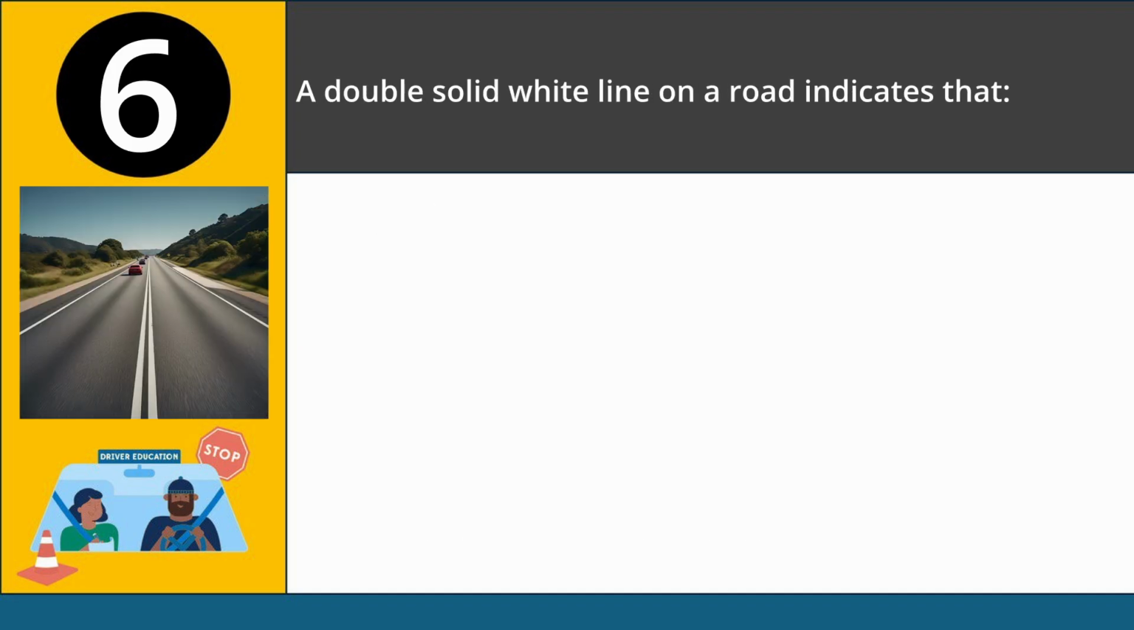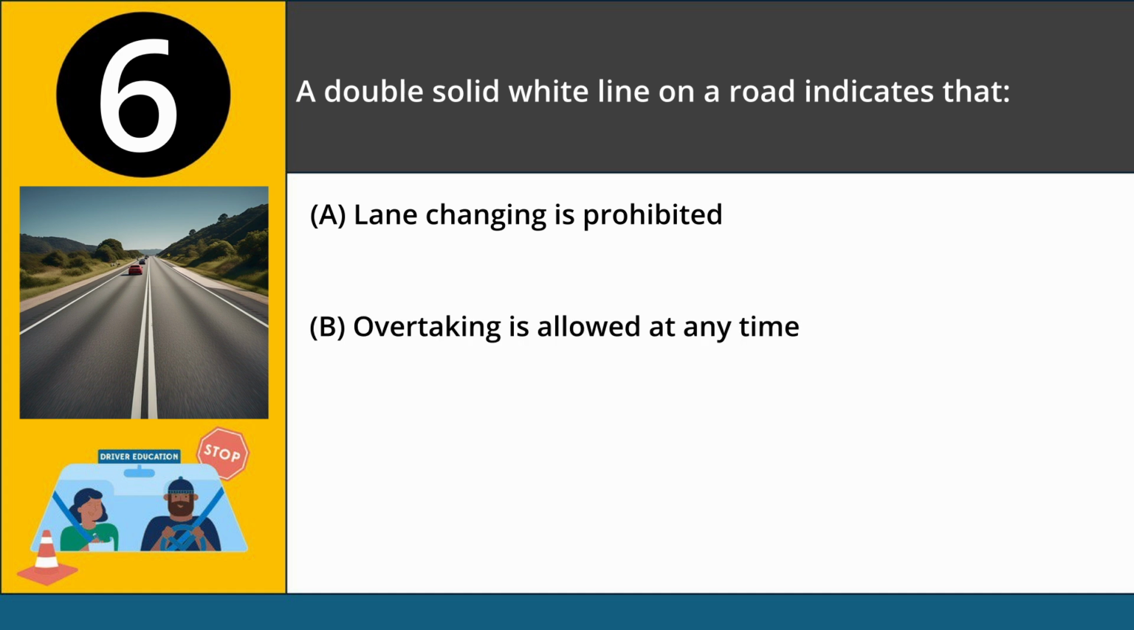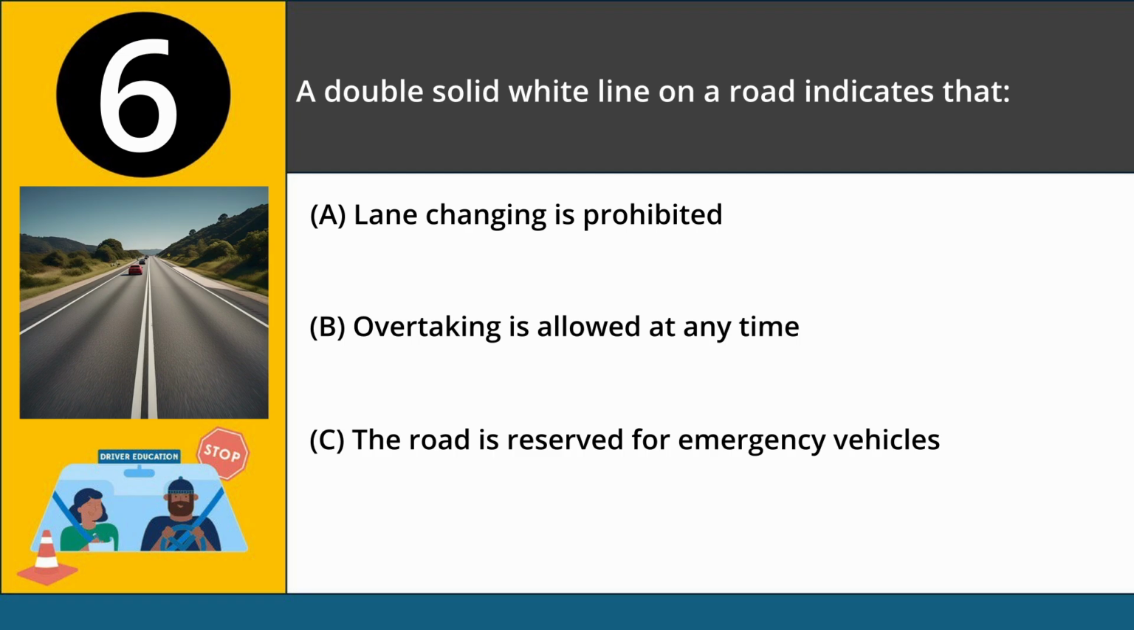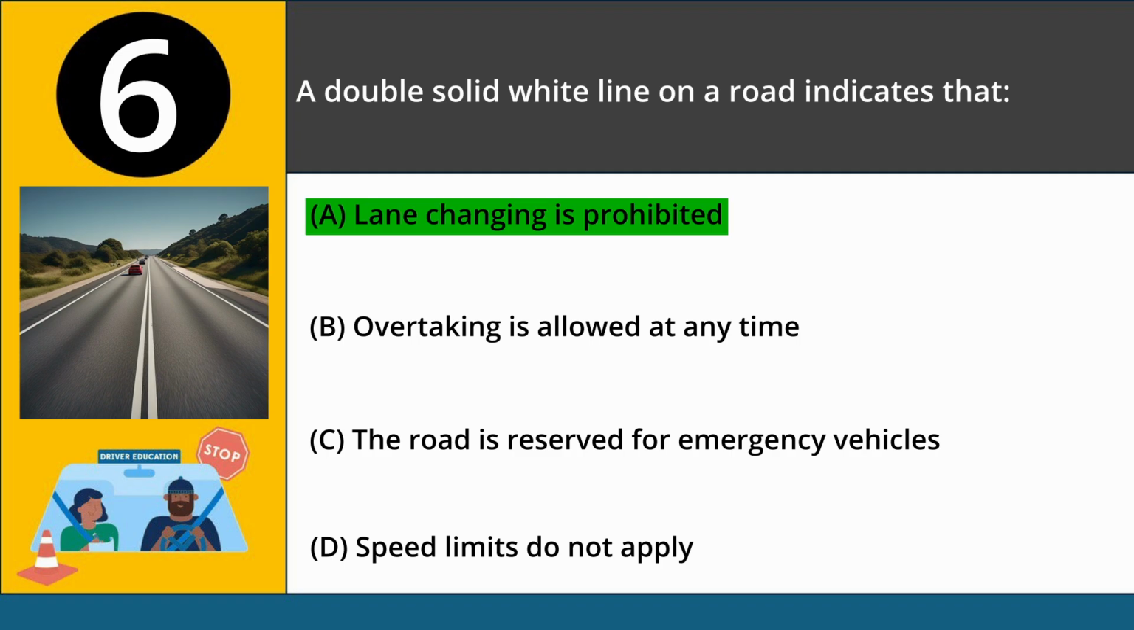A double solid white line on a road indicates that: A. Lane changing is prohibited. B. Overtaking is allowed at any time. C. The road is reserved for emergency vehicles. D. Speed limits do not apply. Answer: A. Double solid lines indicate no overtaking or lane changes.